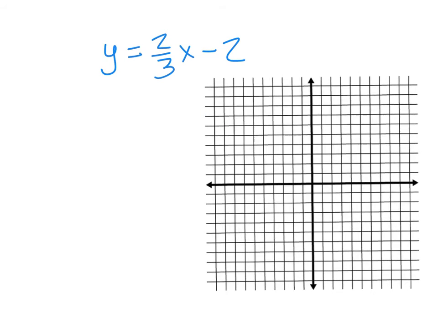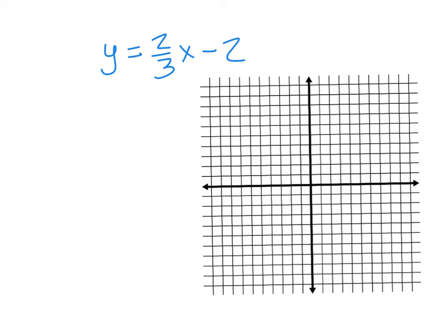Easily. I'm going to rewrite it up here. Y equals 2/3 x minus 2. Is that what I got? All right, so graphing it. How do I graph this? What is the first thing I look at? The -2. Negative 2, and where do I put that?